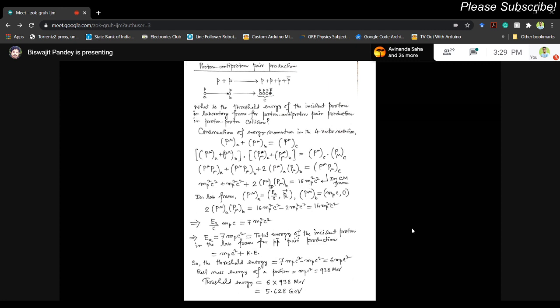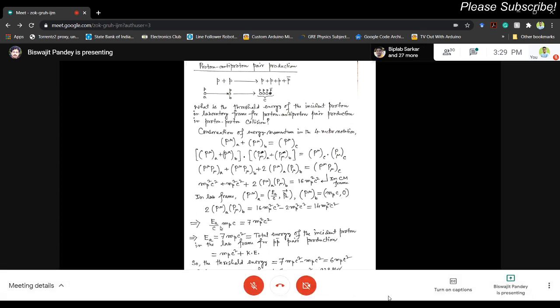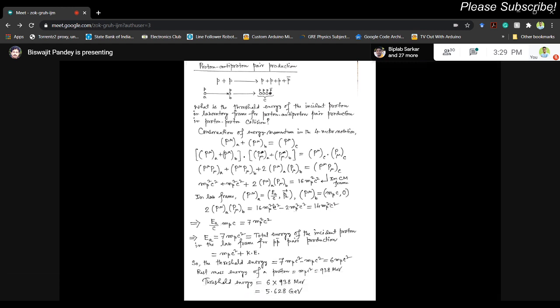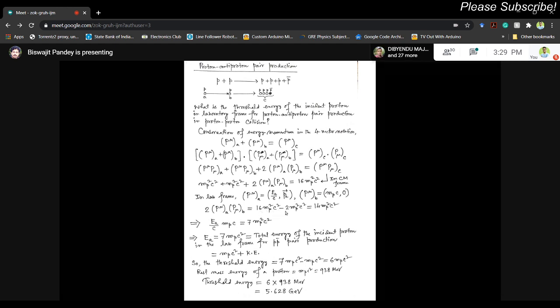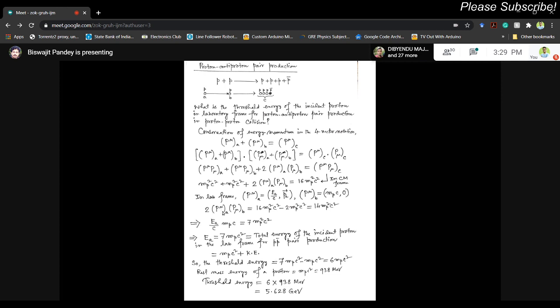This is EA by C into mpc. C and C get cancelled out, right? So you get twice EA into mp, right? So that is what I am writing here. On the other hand, if you take this 2 mp square c square to the right hand side, that's what I have done here. 16 mp square c square minus 2 mp square c square is 14 mp square c square. And after that I have put the values of p mu A and p mu B.